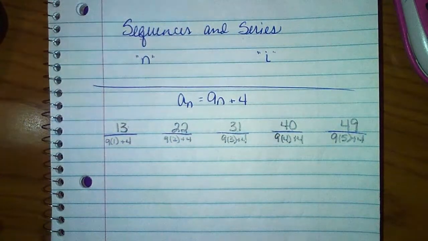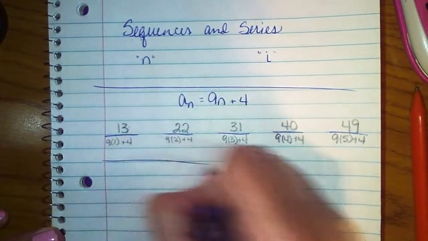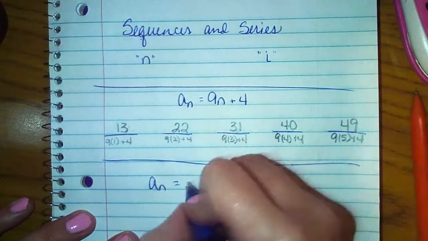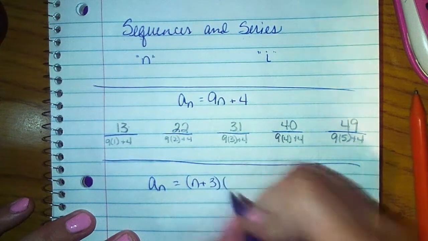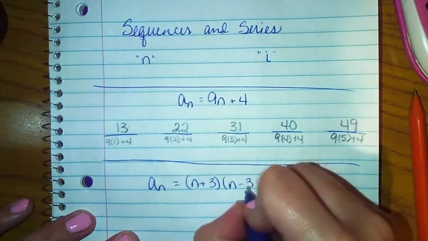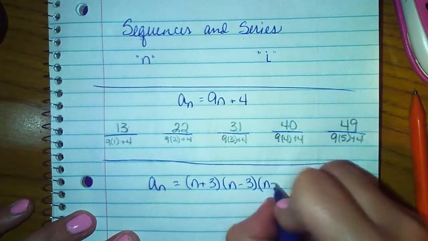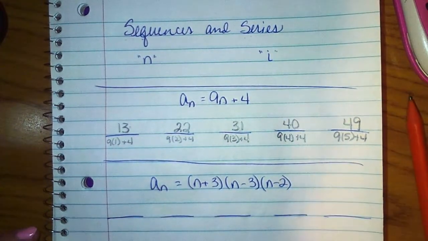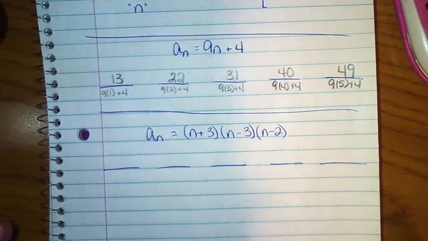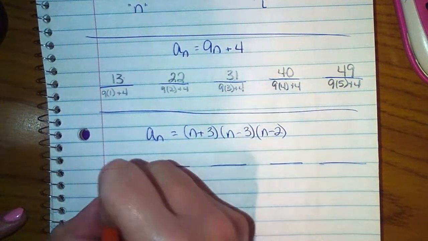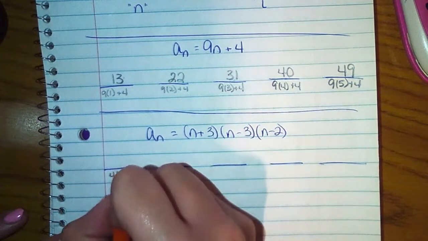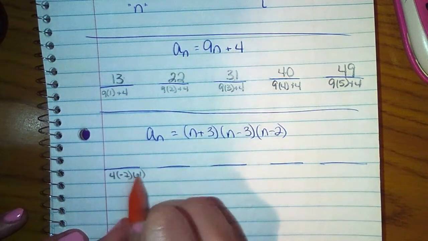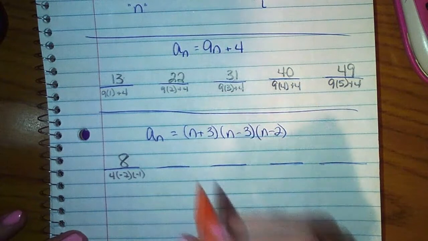Okay, so let's do another one. We have find the first 5 terms of the following. So a sub n is going to equal n plus 3 times n minus 3 times n minus 2. And I want the first 5 terms. So term number 1, 2, 3, 4, 5. So if I want term number 1, I'm going to shove in a 1. So I get 1 plus 3 is 4. 1 minus 3 is negative 2. 1 minus 2 is negative 1. So 4 times 2 is 8. Okay. I want the second term.